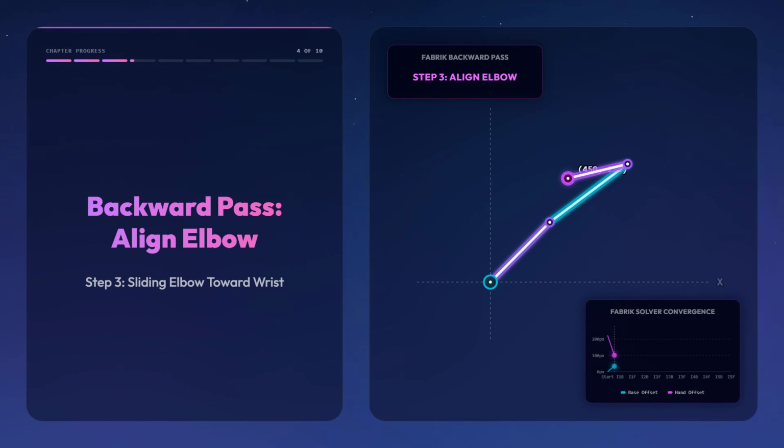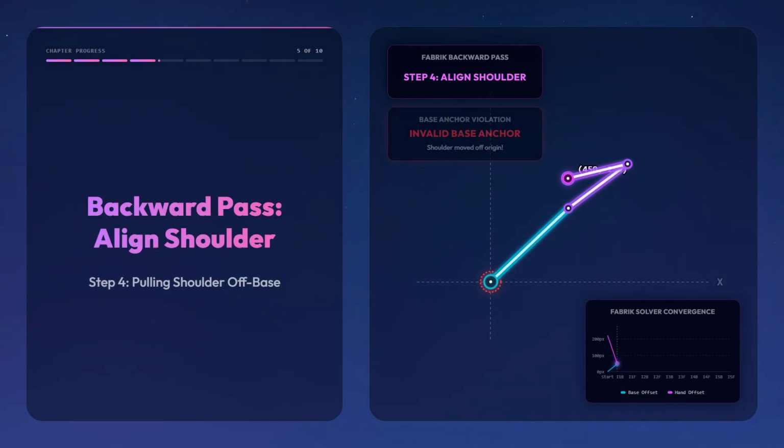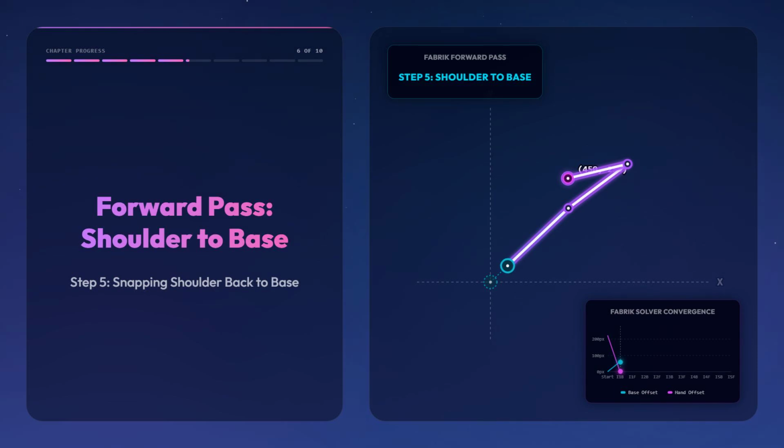We then repeat this step for the elbow joint, pulling it along the segment direction toward the newly updated wrist. Finally, we pull the shoulder joint toward the updated elbow. Because the shoulder is now disconnected from its base origin, we need a forward pass to fix its anchor. To start the forward pass, we snap the shoulder joint directly back to its fixed base origin.